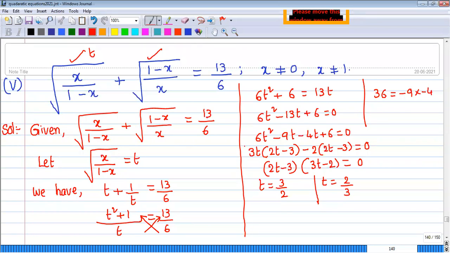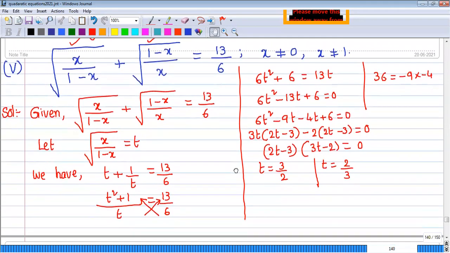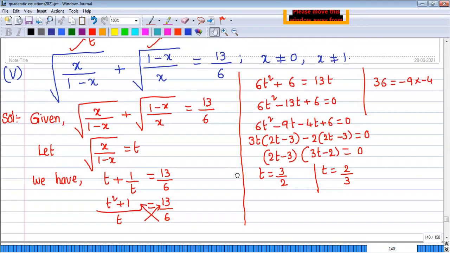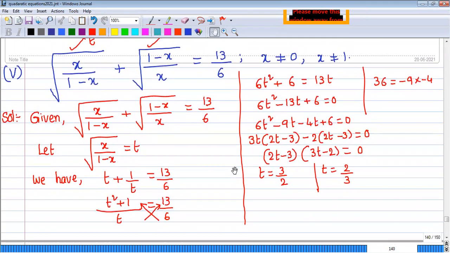Shall I move to next page? Yes, sir. 1 minute, sir. Okay, sir.